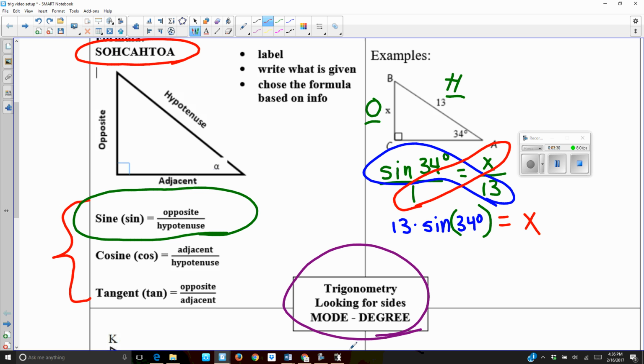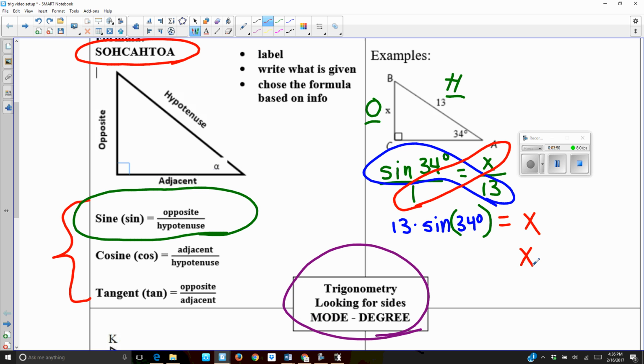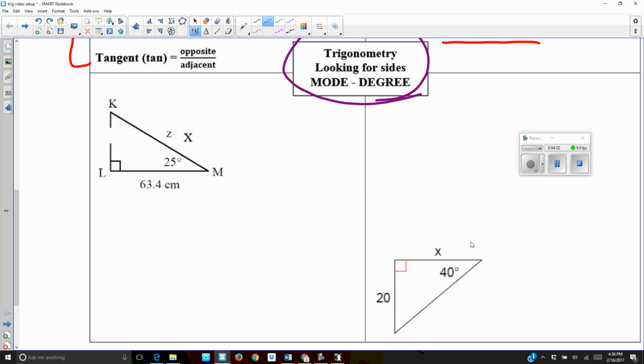34 is not one of our special angles, and the only way to calculate a decimal here is to put this in your calculator and just type it in exactly like it looks. 13 times the sine of 34. Close your parenthesis. We get 7.26. Let's just round this to the nearest tenth. So x is approximately 7.3. Let's do a couple more.